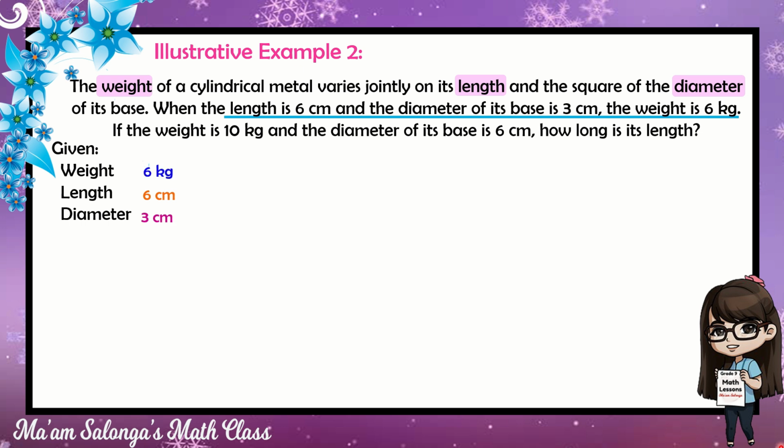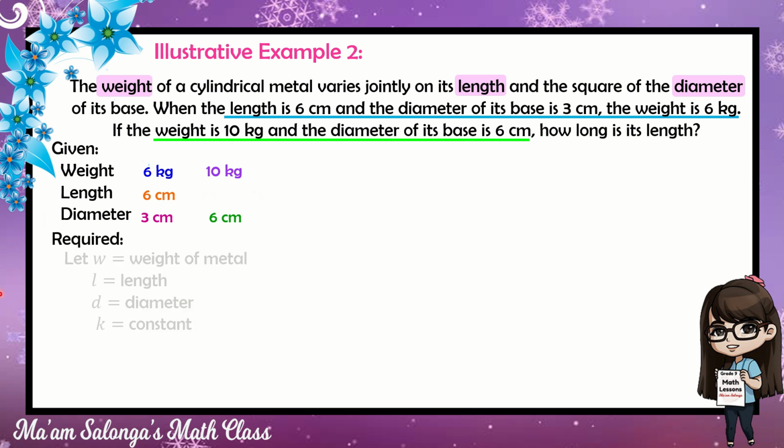Then yung sumunod, meron daw ang weight daw ay 10 kilograms, at ang diameter of its base ay 6 cm. Since length ang hinahanap, wala tayong ilalagay dito. So as required, we need to assign variables for these quantities. So we let W be equal to weight of metal, L be equal to the length, D be equal to the diameter of its base, and K be equal to the constant.